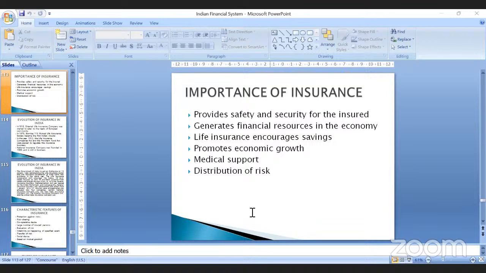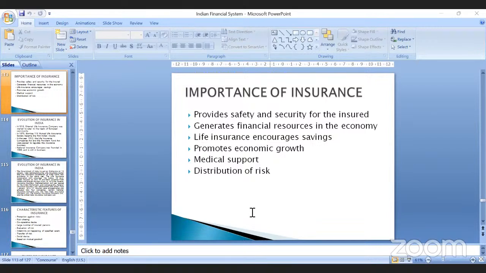the insured. See, if there was no insurance, there was no financial support that you would get for your uncertainties or for your life. So there is always that fear of sudden loss. There is always a fear of loss. So insurance companies, or insurance as a function, provides you safety and security for your life and property.